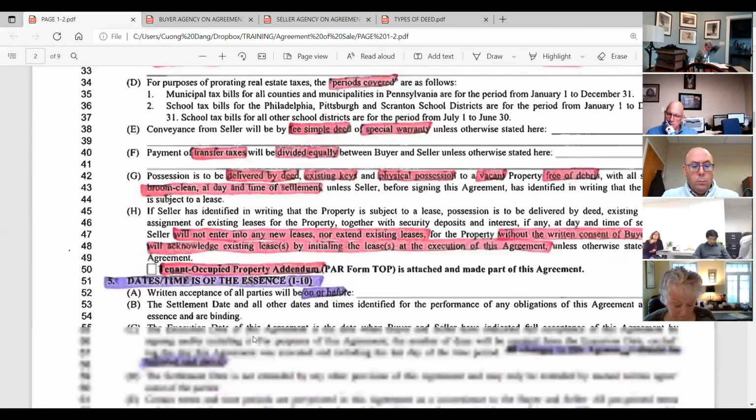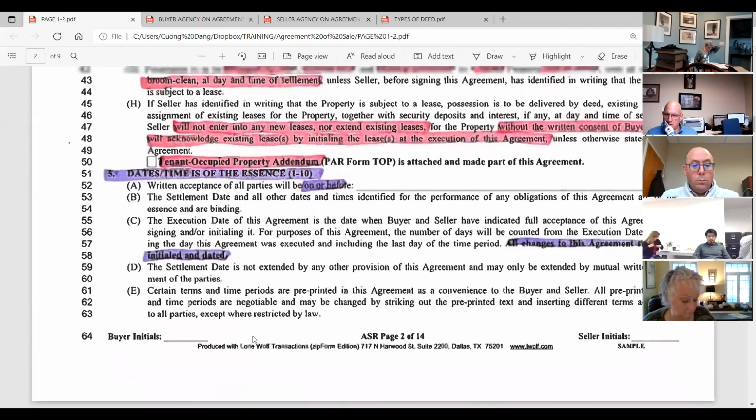Last section of page 2. Date, time is of the essence. A, written acceptance of all parties will be on or before. So whatever date you put there is the day that both parties have to have the contract executed by.